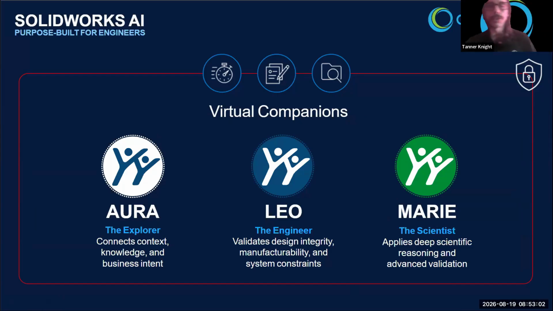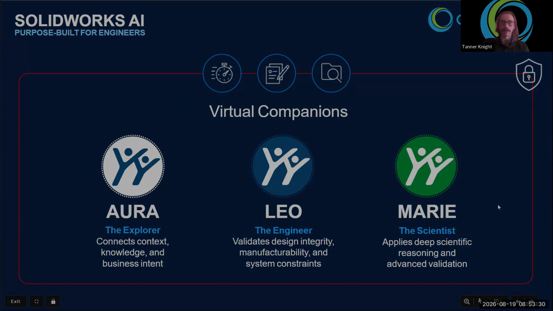And just to reiterate the three companions that we're dealing with, Aura is the explorer, connecting content, knowledge and business intent. Leo is more the engineer, validating design integrity, manufacturability, and system constraints. And Marie is our scientist with deep scientific reasoning and advanced validation. Again, it's coming. This is something that I'm very excited about because I want to see a lot of those simulation challenges solved through the use of AI. And I think that's how we get it.